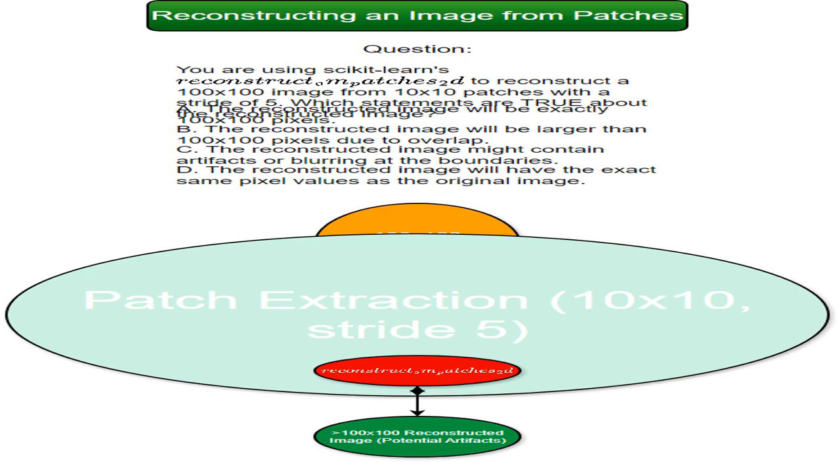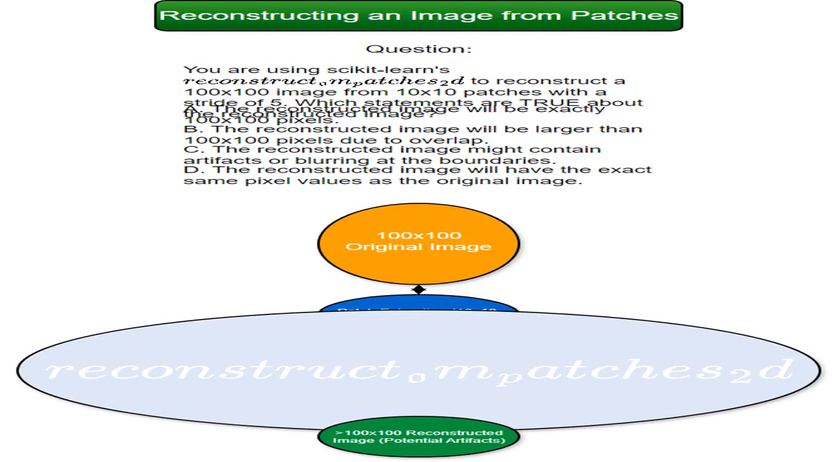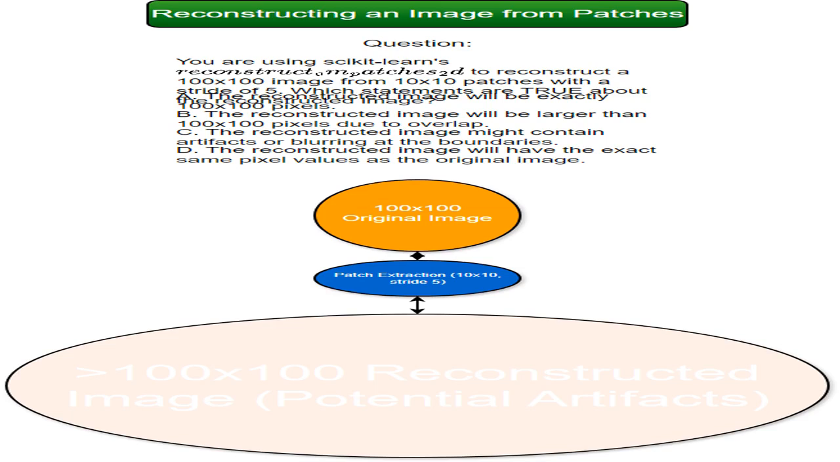Imagine sliding a 10 by 10 window across the image, moving it 5 pixels at a time. That's the stride. This is the magic function. I use it to put the patches back together to form the reconstructed image. Because of the overlap, the reconstructed image will be larger than the original 100 by 100 image.